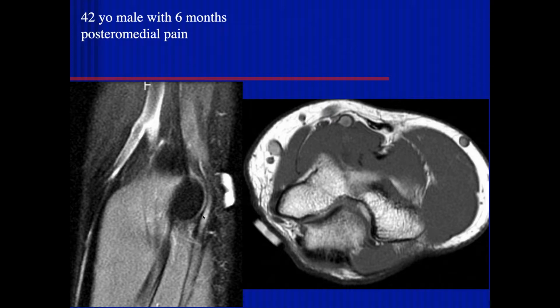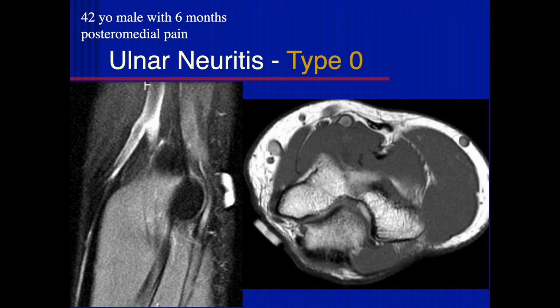Now, the sagittal images I also think are useful. I always try to look at it in the sagittal images. And it's not really swollen here. This may be a little bit of edema, but we see that so commonly in asymptomatic elbows, when we did a study of asymptomatic elbows, that I don't think that's definitely abnormal. So this patient was symptomatic, and this was another type 0 with probably ulnar neuritis secondary to instability.